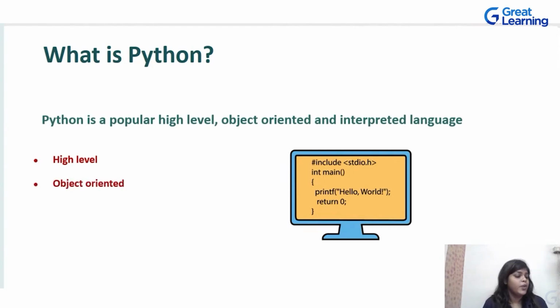Now comes object-oriented. Some of you said, I want to learn object-oriented. Object-oriented is basically a feature of a programming language. There are lots of things that come into the picture. If you really want to learn about object-oriented programming, then check out our full course on Python, where we have talked about everything you need to know for object-oriented programming.